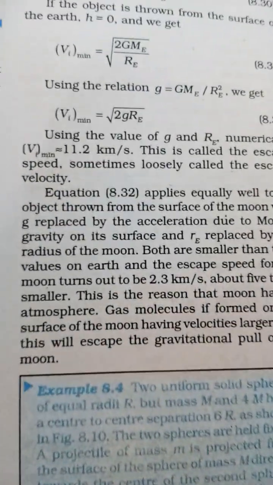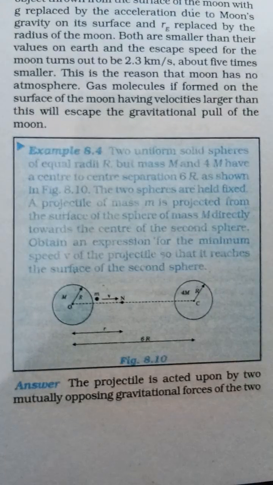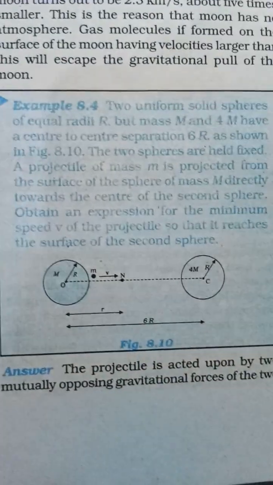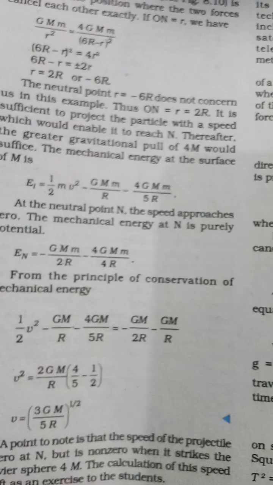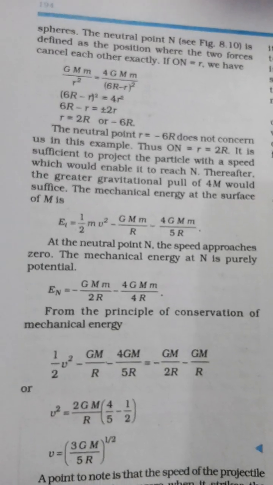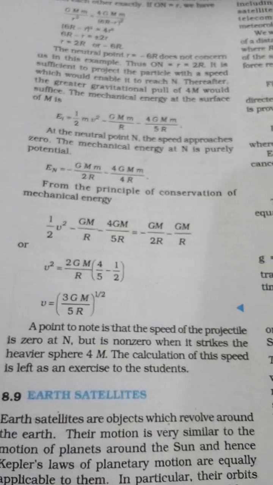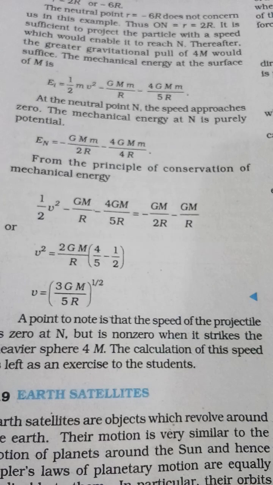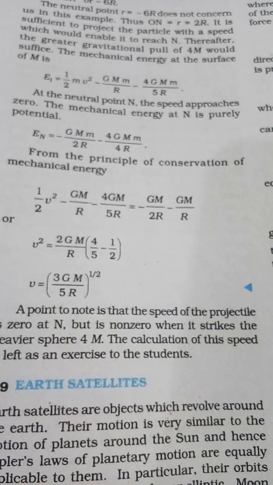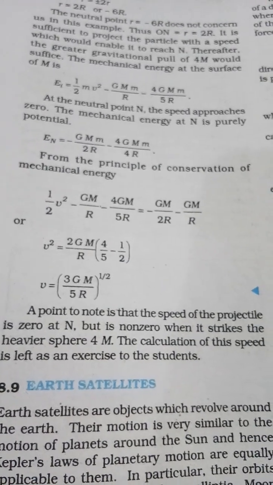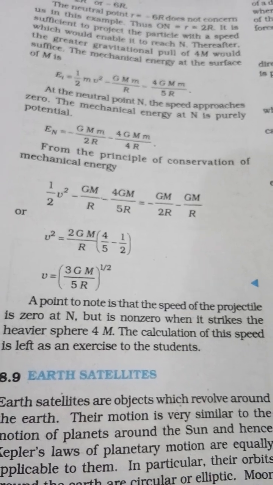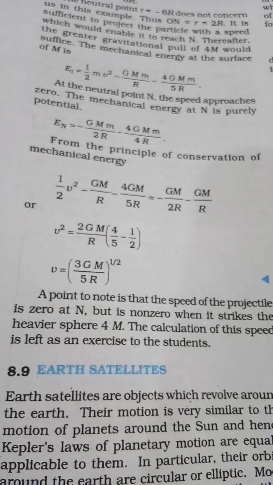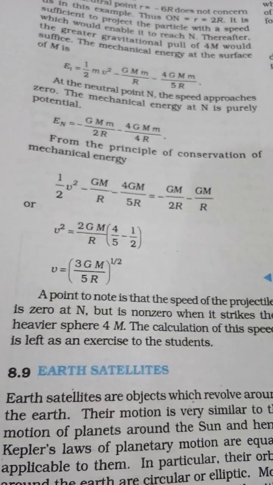In the next video I will provide you a lot more regarding this physics, and here is one of the examples you will see. An answer I would like to provide you. A point to note is that the speed of the projectile is 0 at the point, but non-zero when it strikes the heavier sphere 4m. The calculation of this speed is left as an exercise to the students.